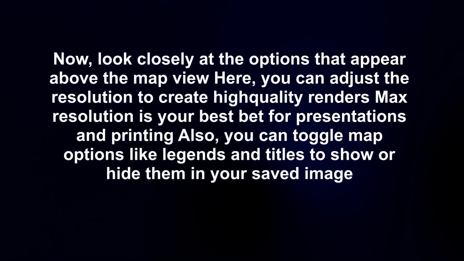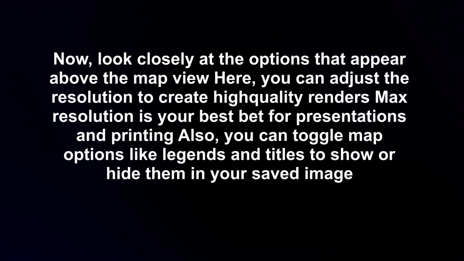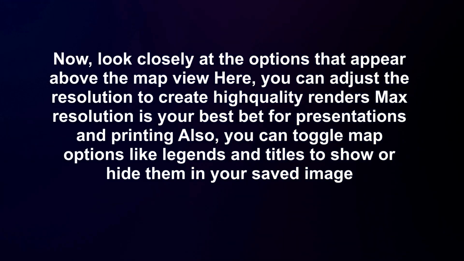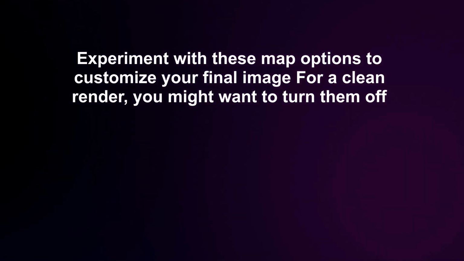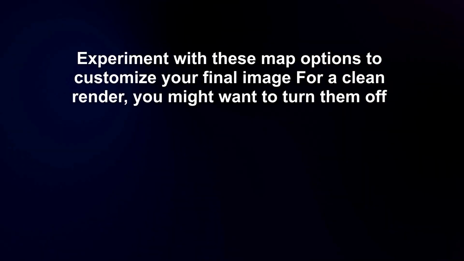You can adjust the resolution to create high-quality renders. Max resolution is your best bet for presentations and printing. Also, you can toggle map options like legends and titles to show or hide them in your saved image. Experiment with these map options to customize your final image for a clean render. You might want to turn them off.